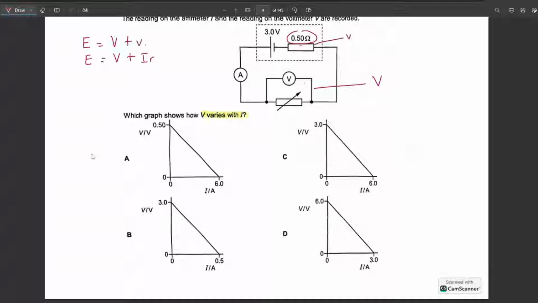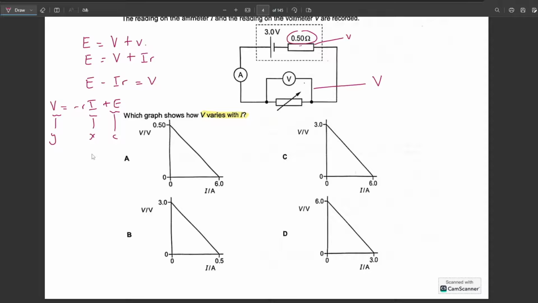So let's take this Ir to the other side. EMF minus Ir is equal to the voltage. Let's rearrange the equation a bit. V equals E minus Ir, that is V equals minus rI plus E. If you plot voltage on the y-axis, current on the x-axis, your y-intercept will be EMF.